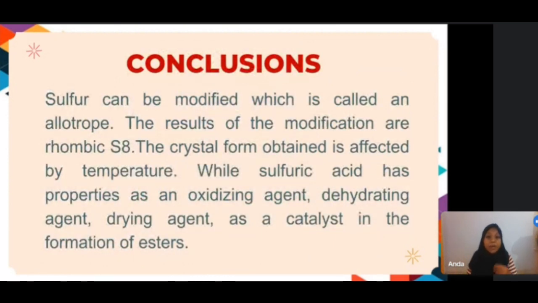Conclusion: sulfur can be modified, which is called allotropes. The result of the modification is rhombic S8 crystal, obtained and affected by temperature, while sulfuric acid has properties as an oxidant, a dehydrating agent, and as a catalyst in the formation of ester.